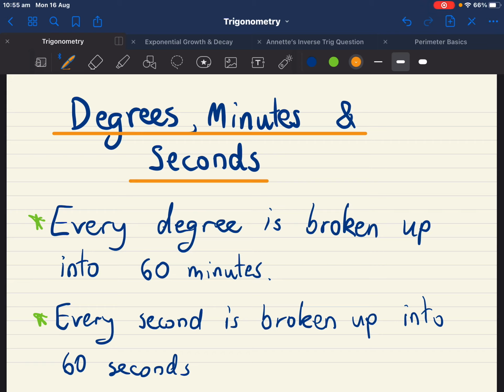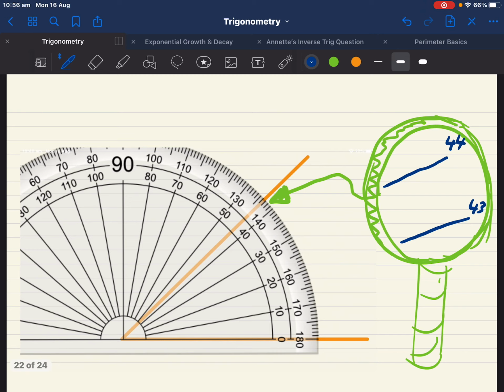All right, notes for today. This is our heading, and this is it for our notes. Degrees, minutes, and seconds is our heading. Every degree is broken up into what we call 60 minutes. And every minute, hang on, we've got ourselves an error here. Every minute is broken up into 60 seconds. So, once you've got these notes in your book, let's go on, and I will try and explain it over here.